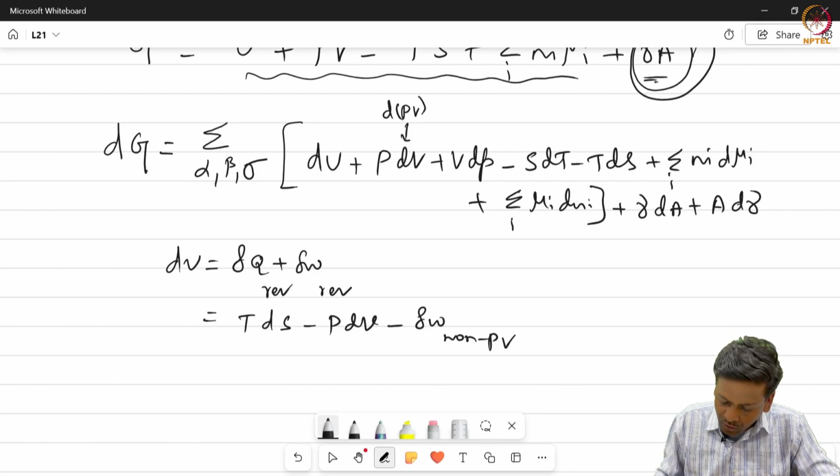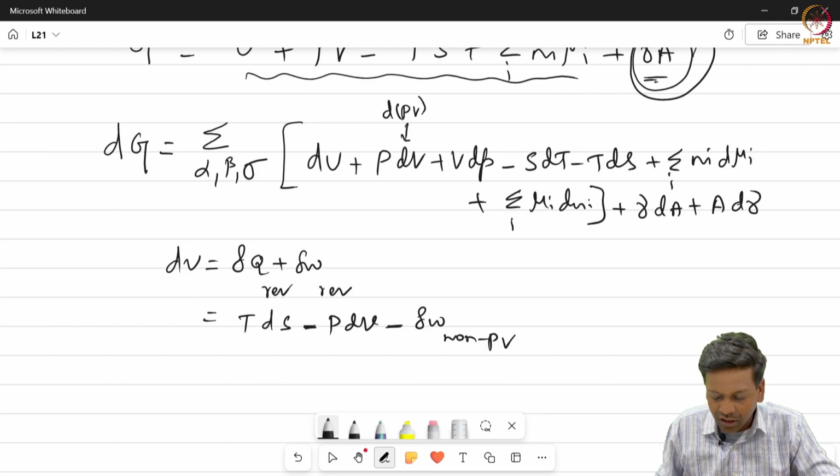Remember, we have denoted this with the minus here because we have to use the sign convention: positive if work is done on the system, negative if the work is done by the system. This minus takes care of whether the work is done on the system or by the system.